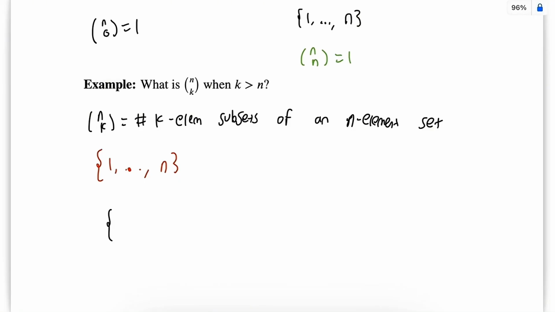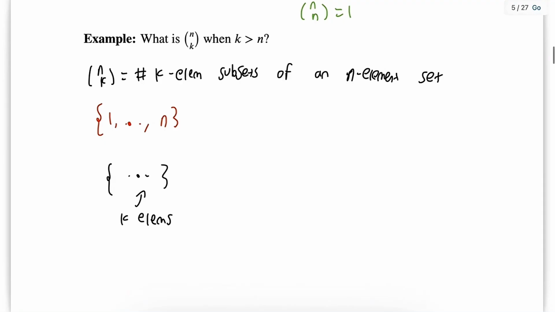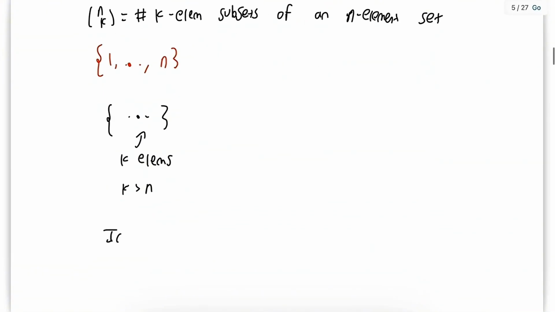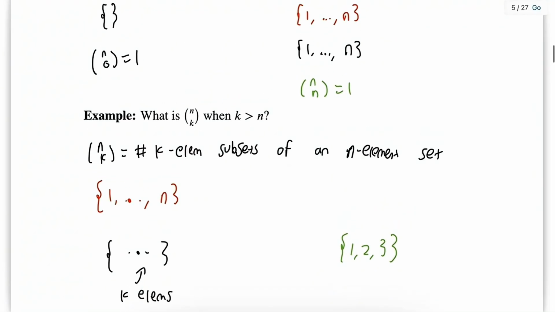So you can imagine we have some set here, and there are k elements in here, and k is larger than n, so the subset has more elements than the original set. Now, that's just impossible. Can't be done, right? Imagine we have this set 1, 2, 3. How can you make a subset of 1, 2, 3 that has 4 elements? You can't, right? So in this case, n choose k, when k is larger than n, is just 0. Okay, great.